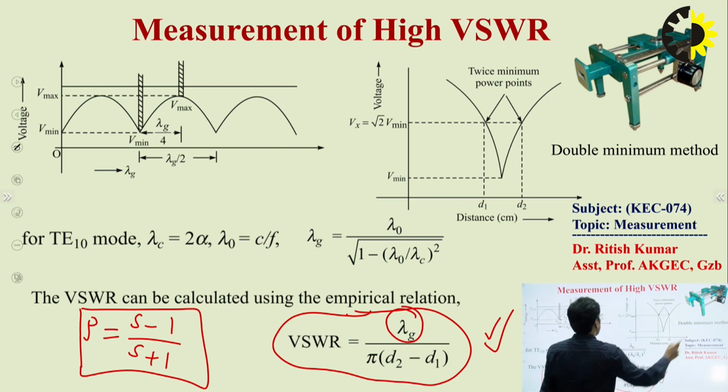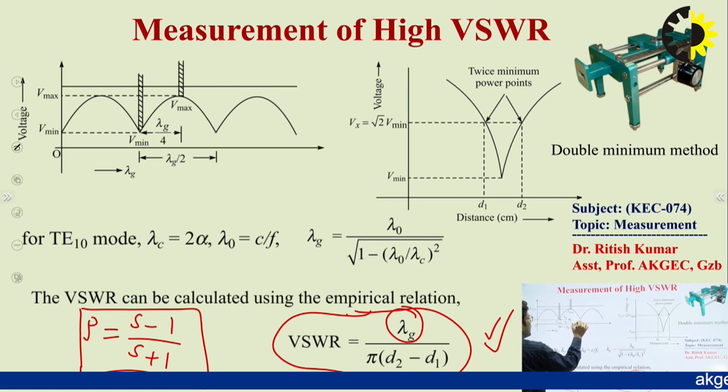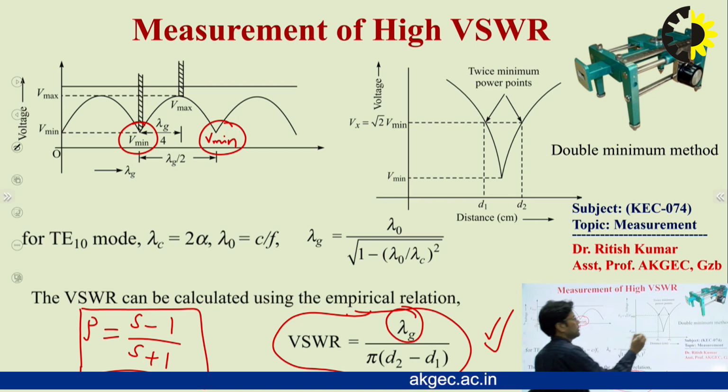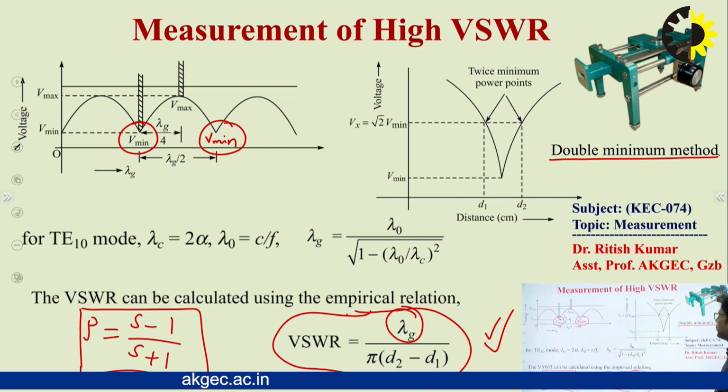Why? Because we are considering two minima to calculate the guided wavelength, that is, this is minima number 1 and this is minima number 2. Here you are considering two minima, that's why we call this method the double minima method, right? I hope this measurement of VSWR is clear to all of you.